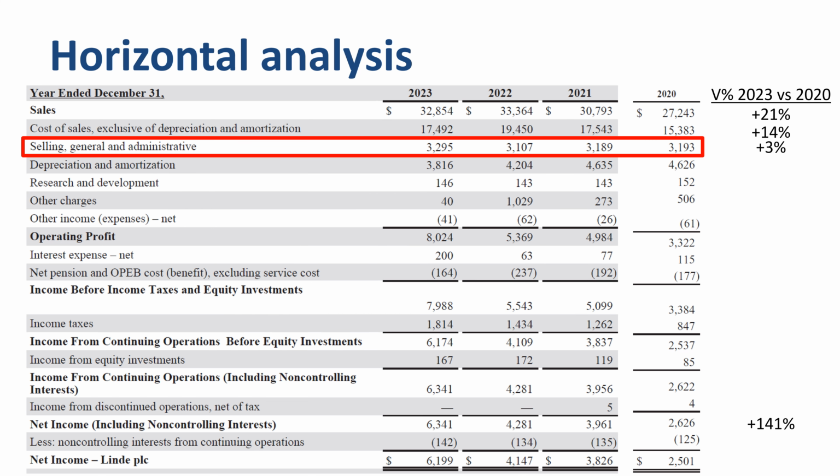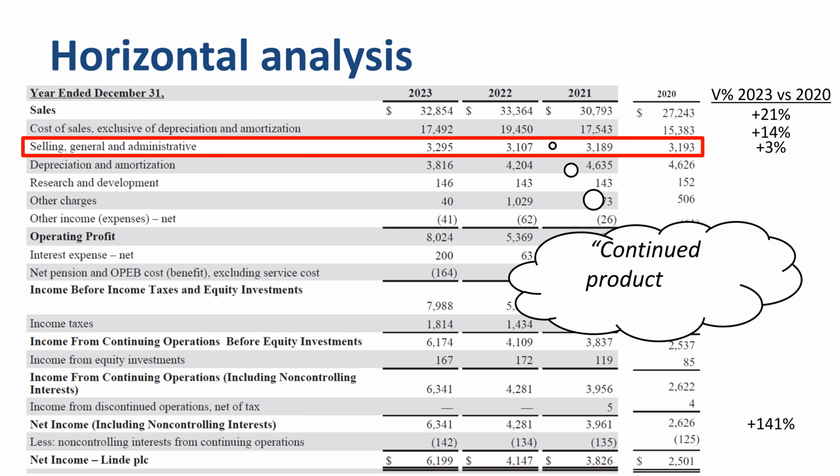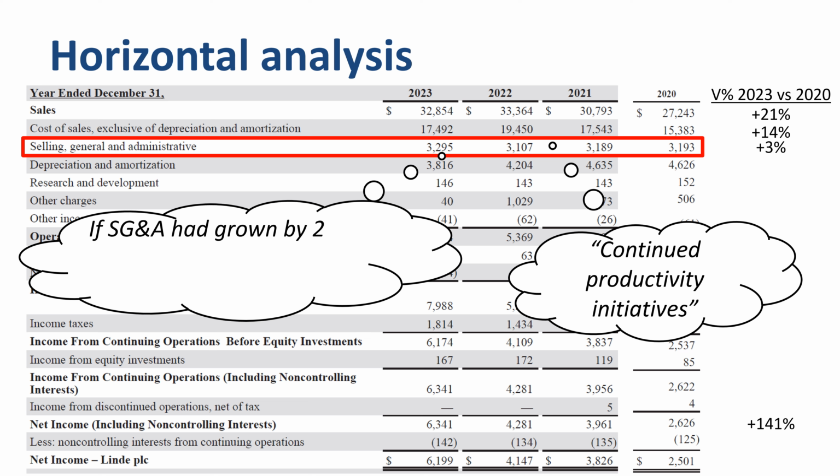Next up, selling, general and administrative expenses. These only increased by 3% from 2020 to 2023, whereas sales increased by 21%. The company cites continued productivity initiatives as the factor to contain costs. If SG&A had grown by 21% in line with sales, then 2023 SG&A would have been $3.9 billion, $600 million of cost avoidance.